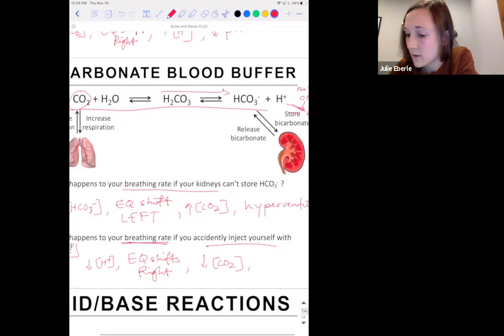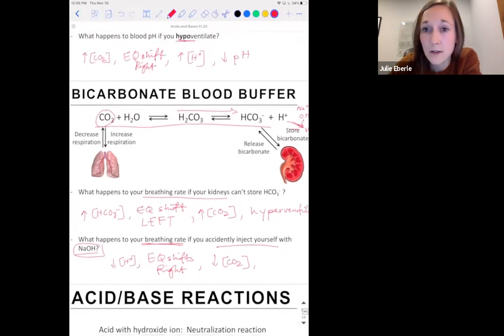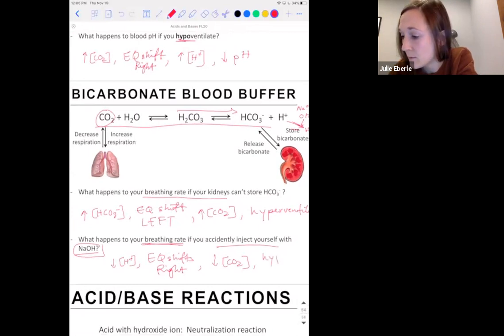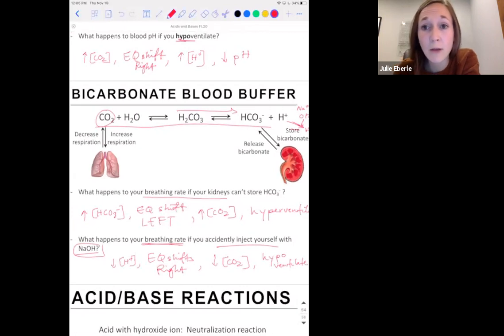And to fix that, our body will slow down our breathing. So we'll hypoventilate. If we can slow down our breathing, we're not exhaling CO2 as fast, so we can increase the amount of CO2. We'll restore the needed levels of CO2 in our body so that equilibrium is maintained. And overall, no shift in blood pH occurs.